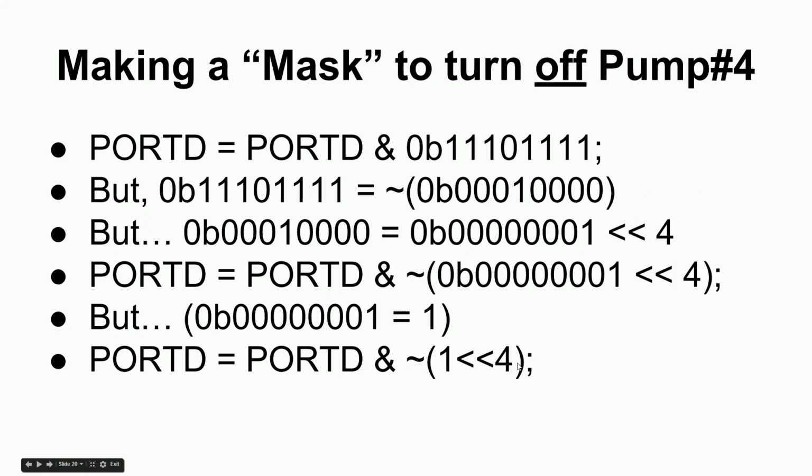And because C allows you to be even more concise, you can simply say port D AND equals the inversion of one shifted over four times. So this statement down below will do exactly the same thing as this statement up here. It's just easier to read. I know from programming a lot that AND equals with a tilde is going to clear a bit. So I read this statement as saying port D is going to clear the fourth bit. That's all that is. Okay.